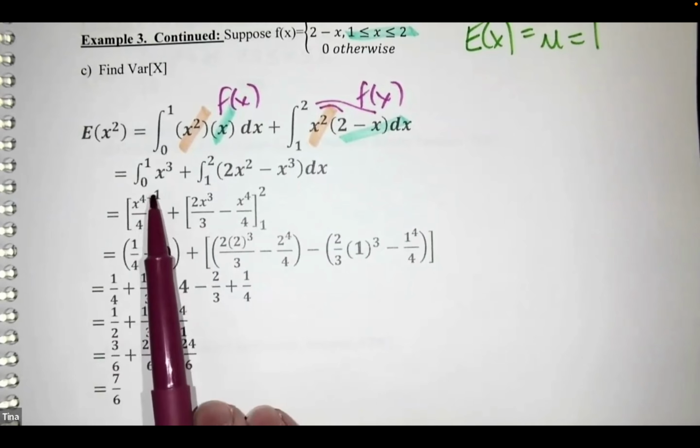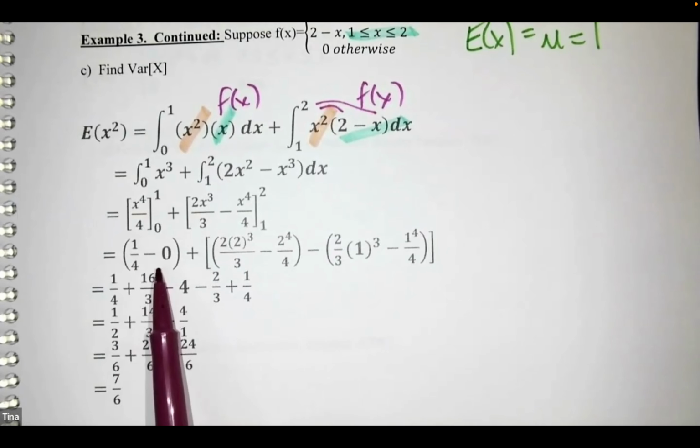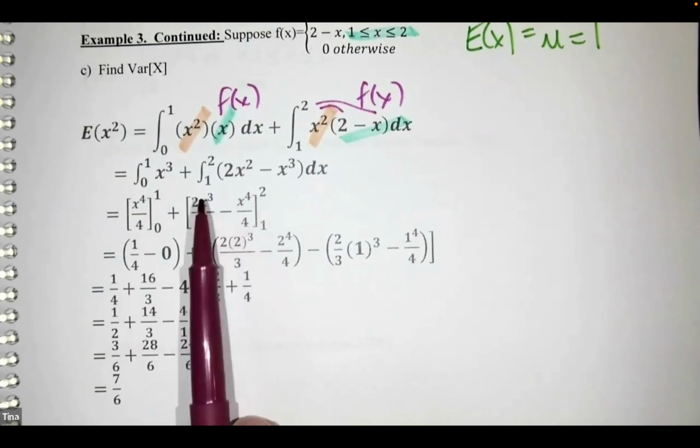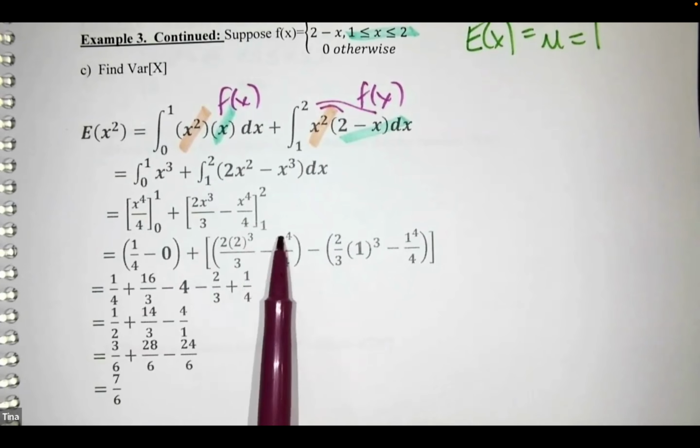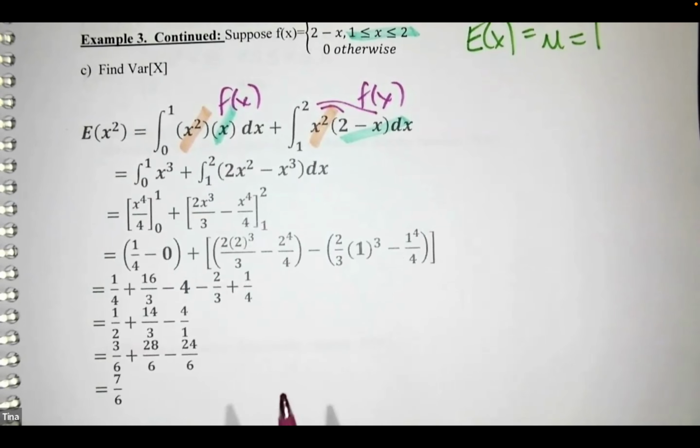Again, same thing as always. Top number subbed in for the x's minus bottom number subbed in. Same thing here. Top number subbed in for all the x's minus, and then 1 subbed in for all the x's. And we get 7 over 6.